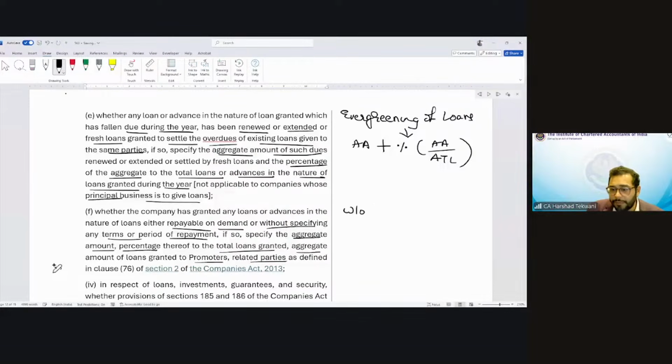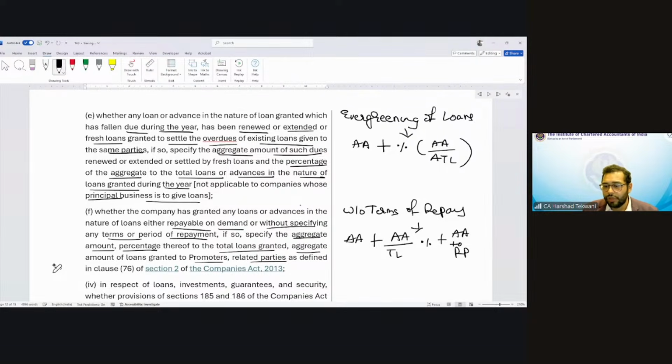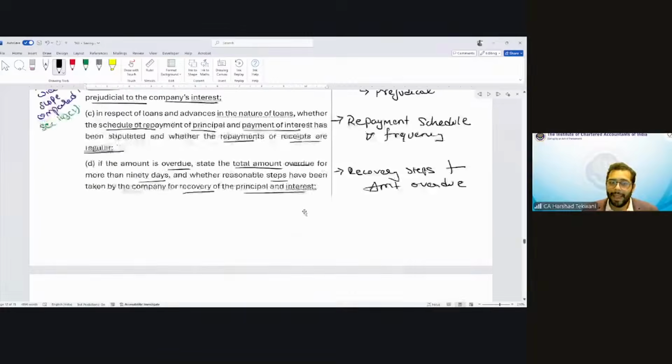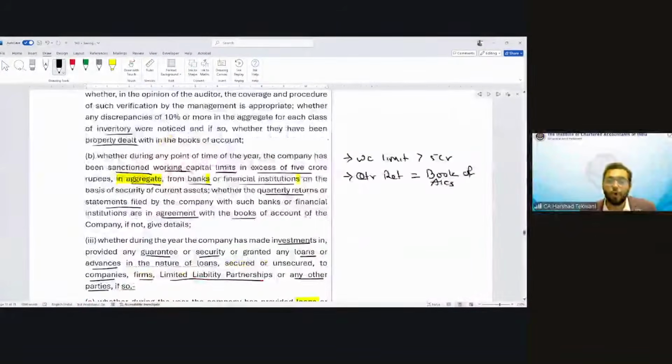If so, then the aggregate amount, percentage to the total loans, and aggregate amount granted to promoters, related parties out of them. So for loans without terms of repayment, you need to provide the aggregate amount, plus the aggregate amount by total loans as a percentage, plus the aggregate amount to promoters and related parties as defined in clause 76. These are the three things you need to provide for loans given without terms of repayment. Clear? Any doubt with respect to this particular part, which is on the loans and advances?